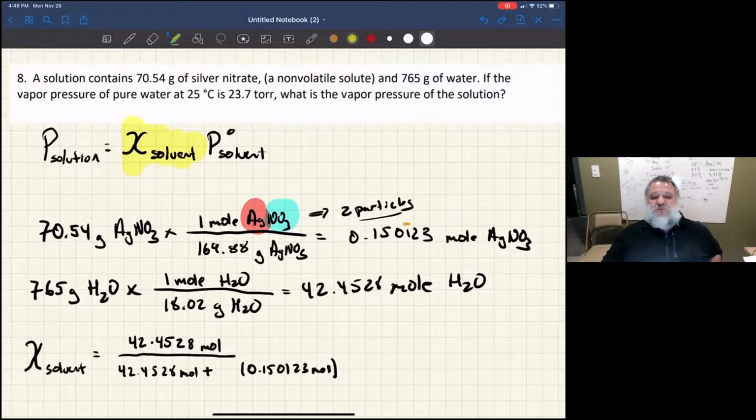nitrate. So the reason why I put silver nitrate in parentheses in that denominator for mole fraction is that I'm going to have to multiply it by 2 in order to correctly calculate the mole fraction of the solvent, because it's the fraction of the moles of particles, and molecules and ions are their own particles. So I get 0.993 as the mole fraction.